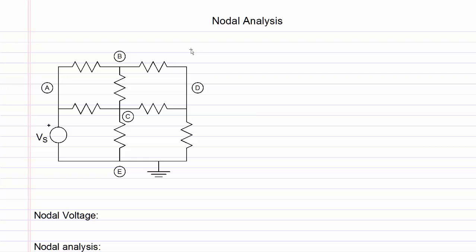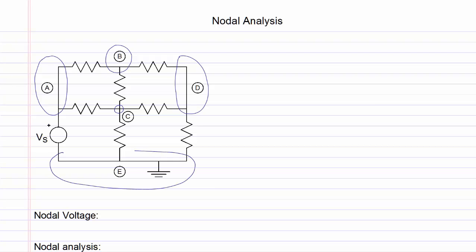A node is a point in the circuit where one or more elements connect each other. For example, node A is connected to 3 elements, 1 voltage source and 2 resistors. Node B is connected to 3 resistors. Similarly, node D is connected to 3 resistors, node C to 4 resistors, and finally node E to 2 resistors and 1 voltage source.